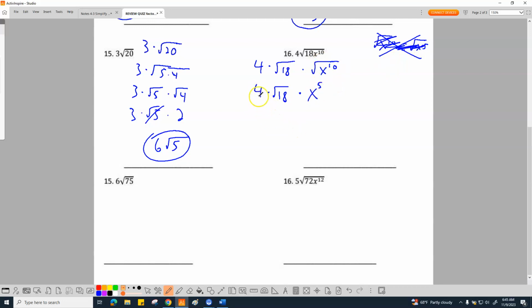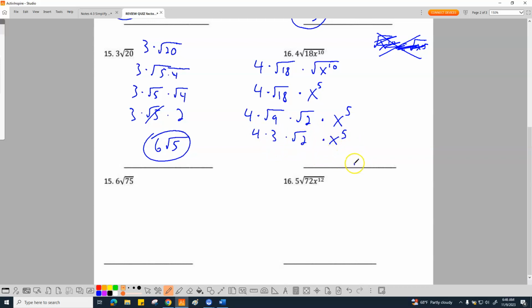All right, I can't simplify 4 anymore. Can't simplify x to the 5th. Now I got to deal with this one in the middle. So I'm going to go ahead and rewrite this as the square root of 9 times the square root of 2. How do I know that? 9 times 2 is 18. You'll get better at this as you go forward. I can't simplify 4. Can't simplify x to the 5th. Can't simplify square root of 2, but I can simplify the square root of 9. Notice how I'm keeping all my work lined up so you can see it. Now everything's evaluated. I can't do anything with the 4. The 3 is simplified. The square root of 2 is simplified. X to the 5th is simplified.